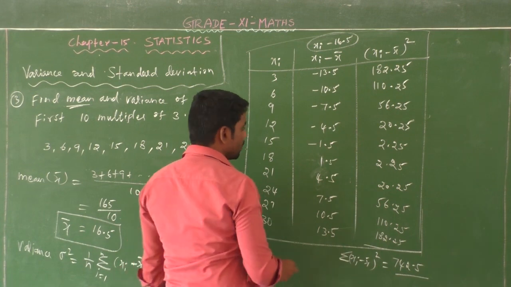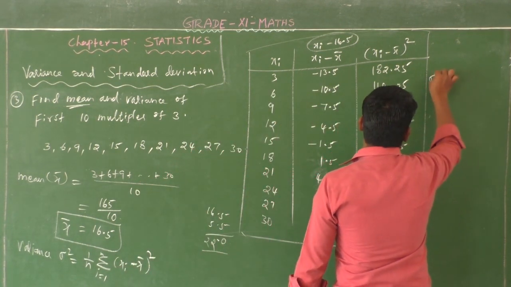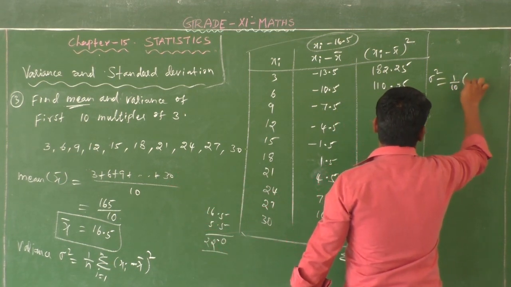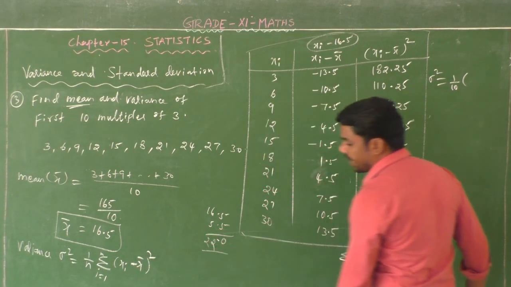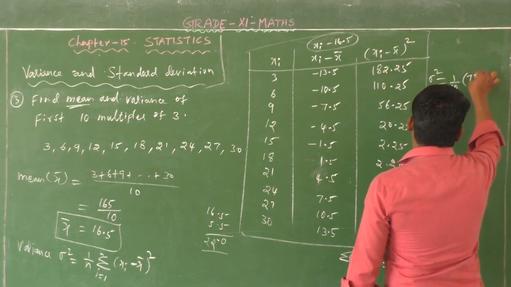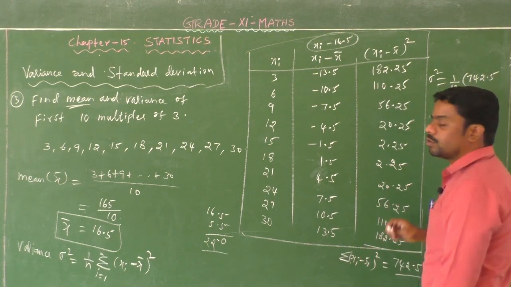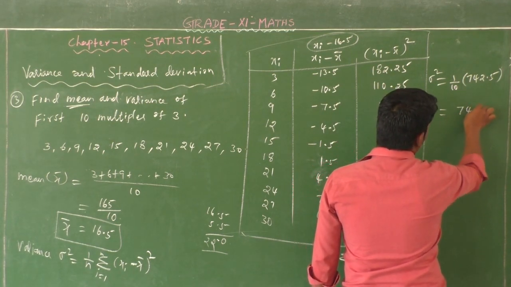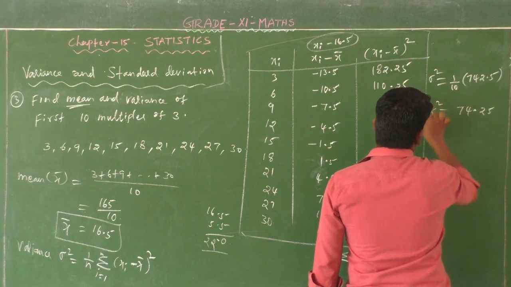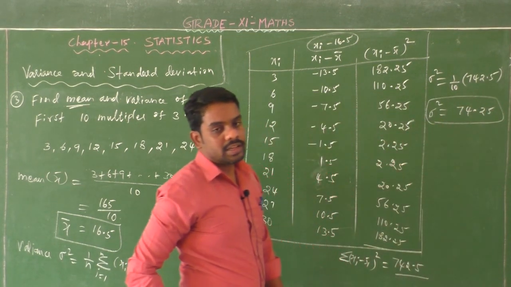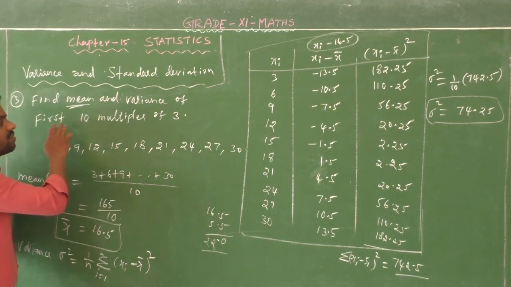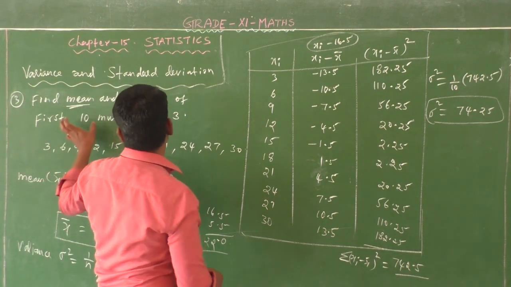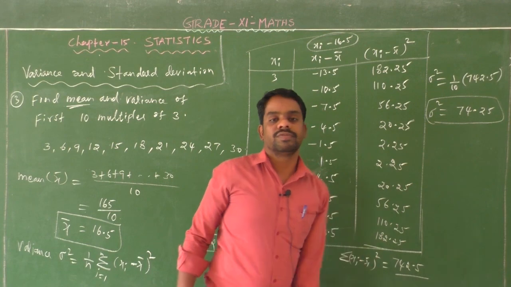Listen, you know the variance formula: sigma squared is equal to 1 by n, where the number of observations n is 10. So 1 by 10 into the summation of xi minus x bar the whole square, which is 742.5. So 742.5 divided by 10 is equal to 74.25. So sigma squared is equal to 74.25. Therefore the mean of the first 10 multiples of 3 is 16.5, and the variance of the first 10 multiples of 3 is 74.25.